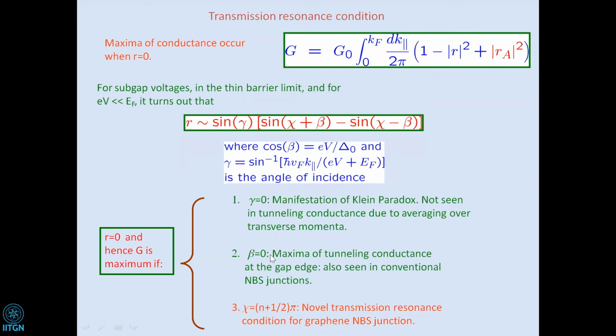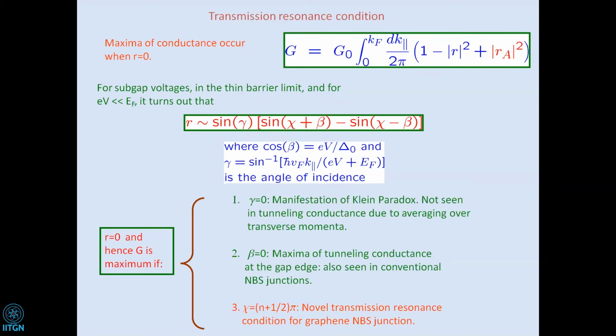It also goes to 0 when beta is equal to 0, that is when the applied voltage is equal to the gap, EV is equal to delta naught. But that is known from standard theory of superconductivity, and it's called the Coherence Phenomenon. But I'm not going to get into the details of that. All I'm saying is that that's not anything new because of graphene.